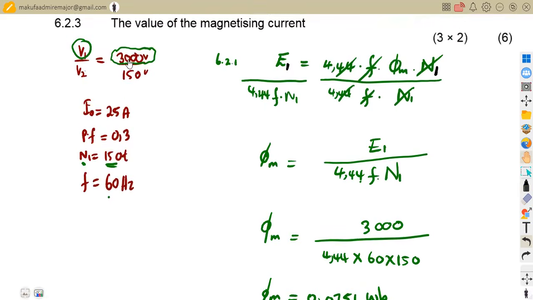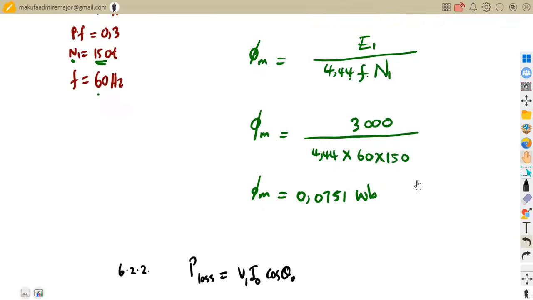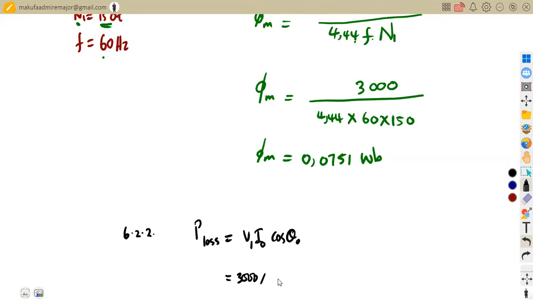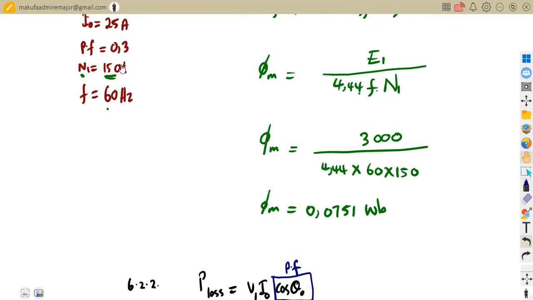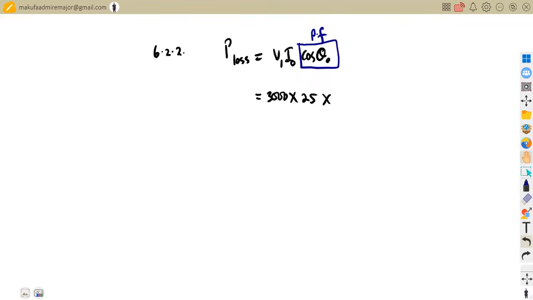The input voltage V1, remember I said, is 3000. The current there is 25. So we are going to have 3000 multiplied by our no load current of 25. Cos theta represents the power factor. Whenever we are talking about cos theta, we are talking about the power factor. So we are going to substitute our power factor in this case, which is 0.3.